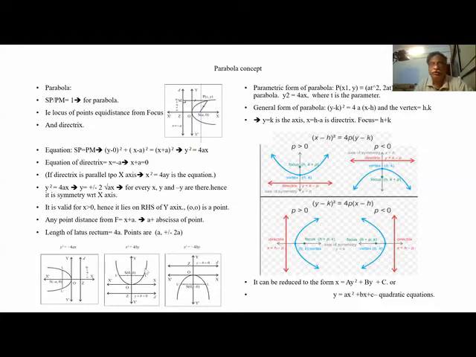So this is what is shown in this picture. So y is plus or minus 2 root ax. For every x, there are two values of y. Hence, it is symmetric with respect to the x-axis. Whenever a problem is given, we should be able to identify which of these four is applicable. Based on that, our directrix and problem solution will come. It is valid for x greater than 0, hence it lies on the right hand side of the y-axis.